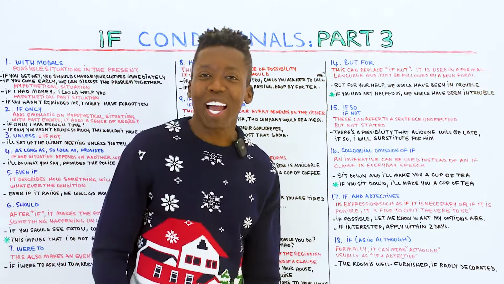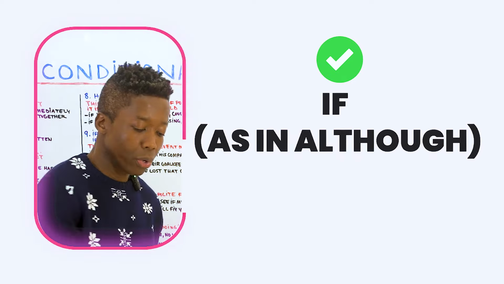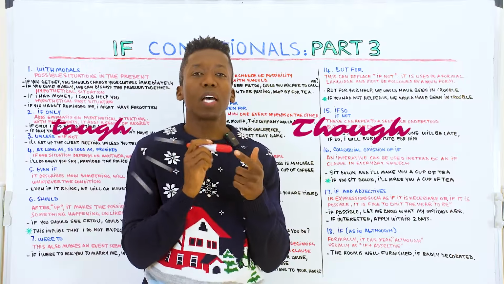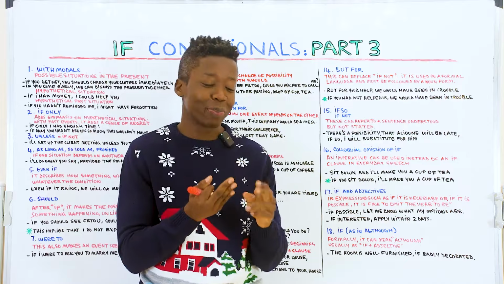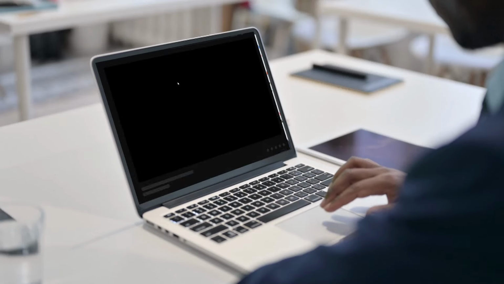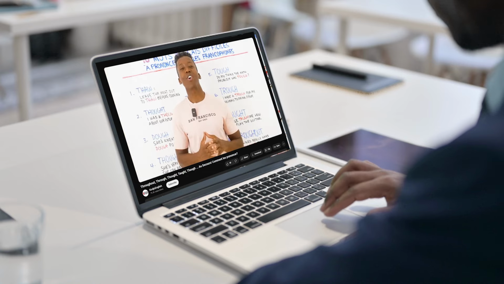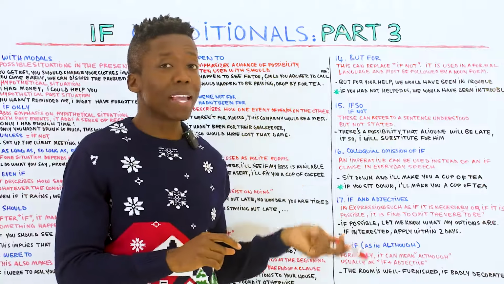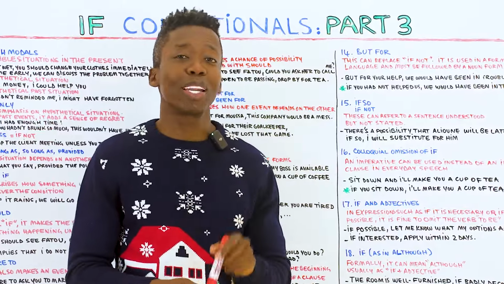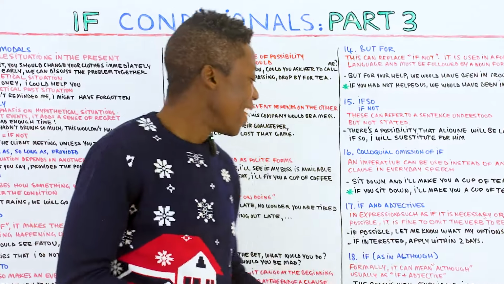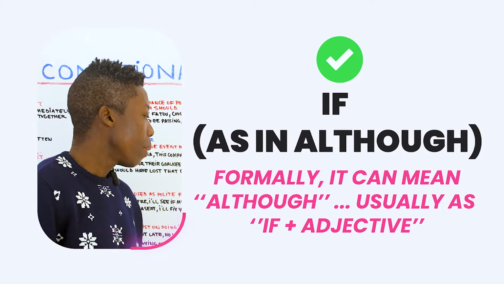All right, last but not least, wow, number 18. If, in this case, it's used as in although, to mean although. If you don't know how to pronounce these words, though, tough, thoughts, taught, throughout, thorough, thaw, trough, go watch my video on the subject. I made a magnificent video. There is no video like that on YouTube. You won't find a single video like that on the if conditional that goes into such detail. It's impossible. So my videos are unique, for you, the French speakers. Because I like you, all right? Formally, it can mean although. Usually as if plus adjective.